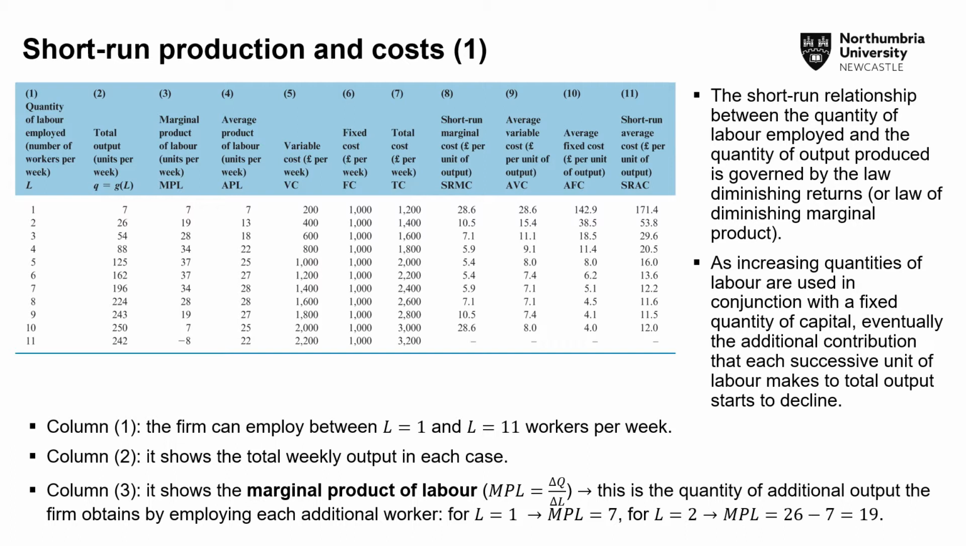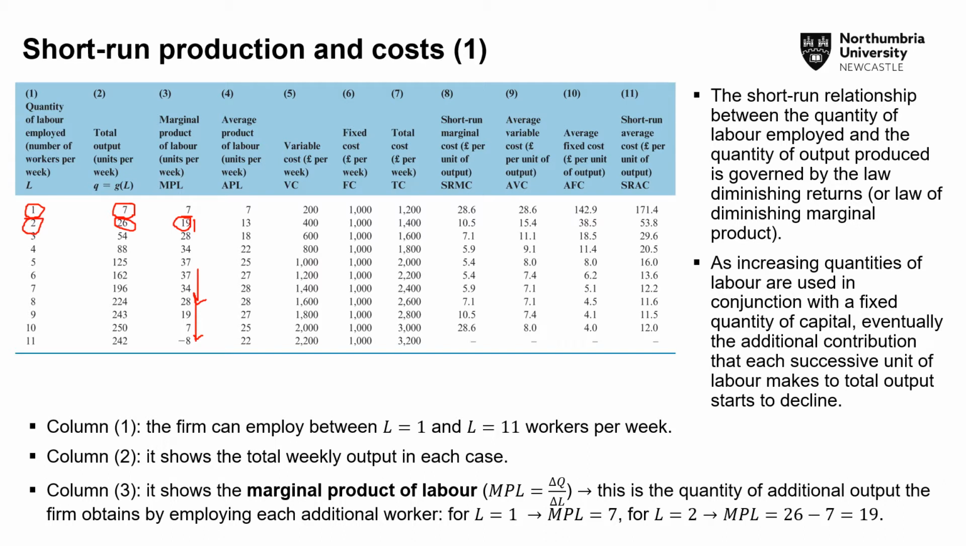So if we start with one employee, one employee produces 7 units of output. As we increase our level of employment to 2 employees, the next employee contributes 19 units. Now we have a total of 26 units. So 19 is the marginal product of labor. But as we go along, what happens is that the contribution of each additional worker decreases until it is potentially 0. So this is what we see happening here in this situation.